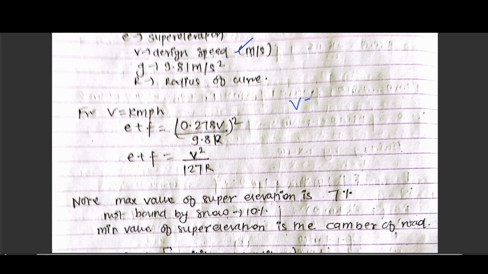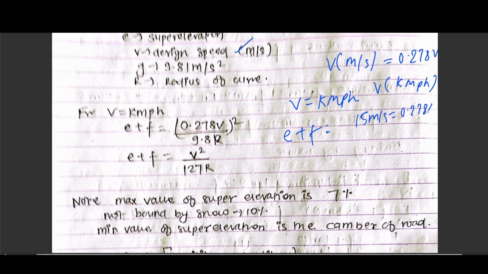If we generally keep the V in kilometers per hour, okay, so e plus f equals v squared by gR, right? If we convert small v, which is in meters per second, it will be 0.278 times capital V, where capital V is in kilometers per hour. Well, if we say 15 meters per second, then it will be 0.278 times capital V, and capital V would be around 54 kilometers per hour, that is 53.9. So capital V is in kmph.